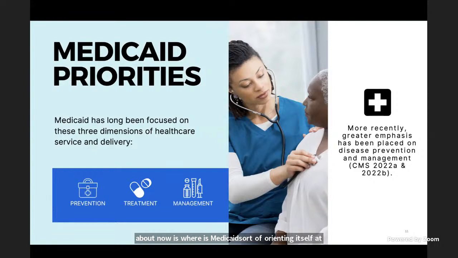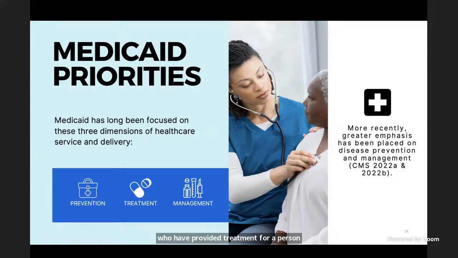And one of the things that we're seeing is that Medicaid has long been focused on 3 dimensions of healthcare service and delivery. Obviously, treatment, right? Providing reimbursement for physicians and other healthcare providers who have provided treatment for a person who has Medicaid, the Medicaid health insurance benefit.